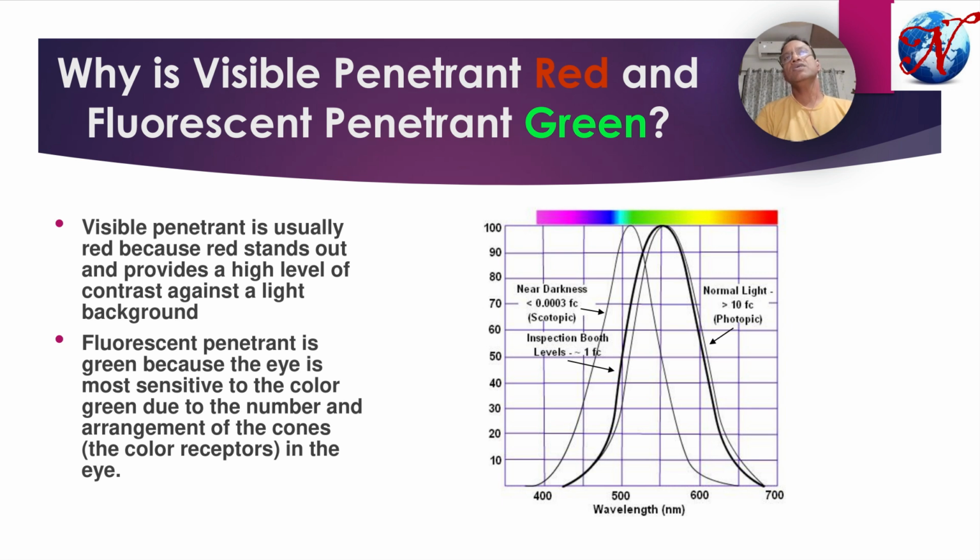In the case of fluorescent penetrant, a green to yellow color is generally used during the absorption of ultraviolet light, and the eye is much more sensitive in the green and yellow color region, due to the number and arrangement of the cones, or color receptors, present in our eye. That gives the maximum sensitivity when we are using the fluorescent dye.